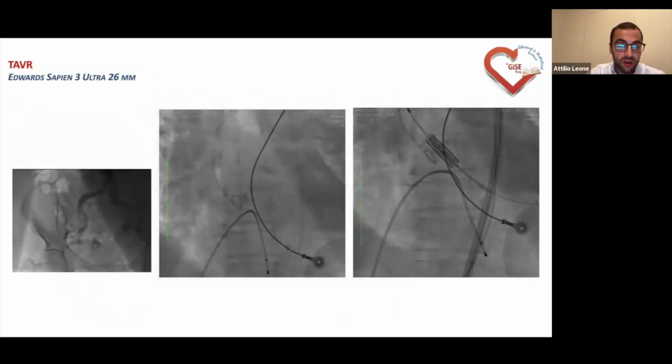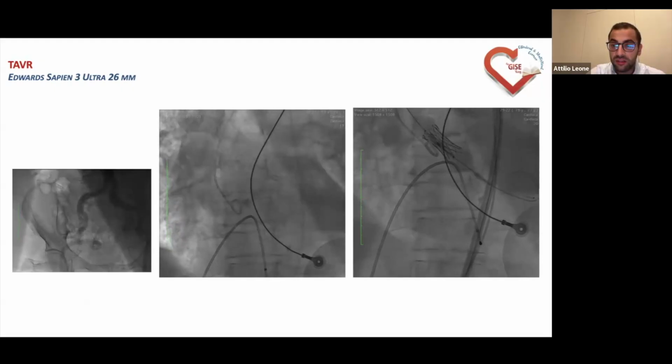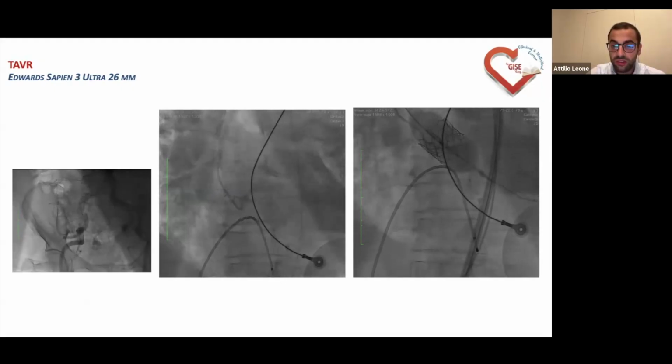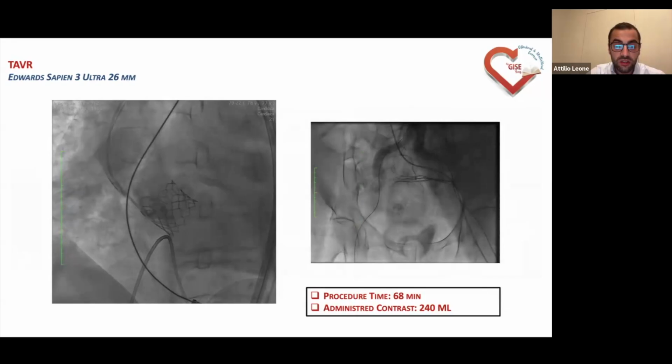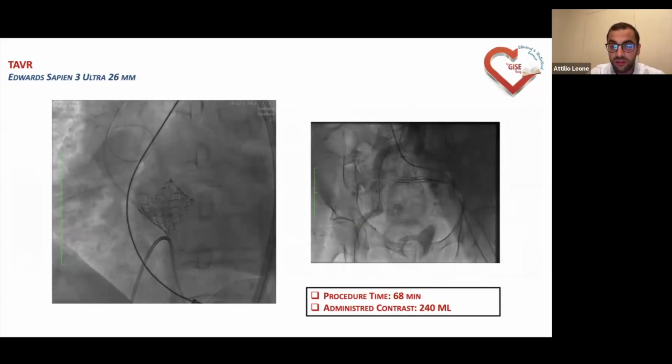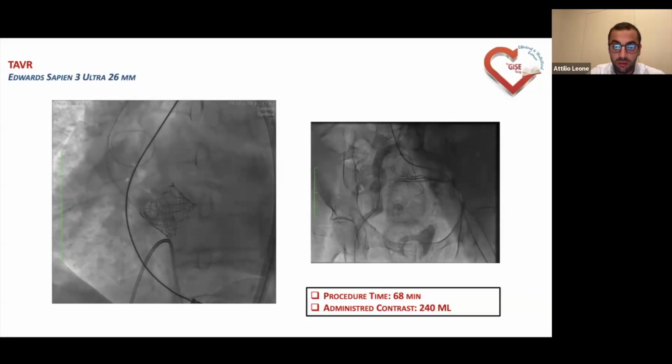Afterward, we obtained our main access, the right common femoral artery, by an angio-guided puncture after the placement of a safety wire. We pre-implanted 2 ProGlides, and after the orthography, we crossed the valve, and we implanted an Edwards Sapien 3 Ultra 26 mm. The result was good, with no significant paravalvular leak or regurgitation, and preserved coronary perfusion. Finally, we achieved closure of the main access with the 2 pre-deployed ProGlides. And as you can see, there were no vascular complications and no significant bleeding at the puncture site.